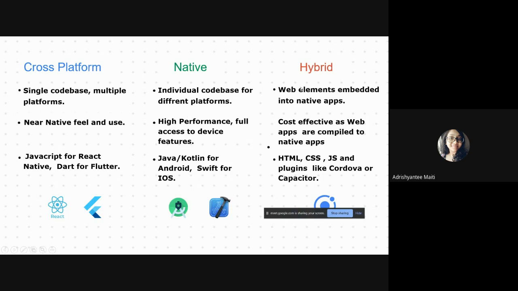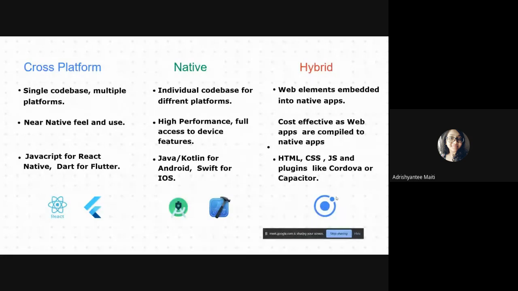Moving to the third, we have hybrid applications. These applications have a few web elements embedded into native apps, and they are cost effective, and you can make progressive web apps as well with these hybrid frameworks. One such example is Ionic. You can use web technologies like HTML, CSS, JavaScript, and frameworks like React and Angular with Ionic. So these are the three broader domains under app development.